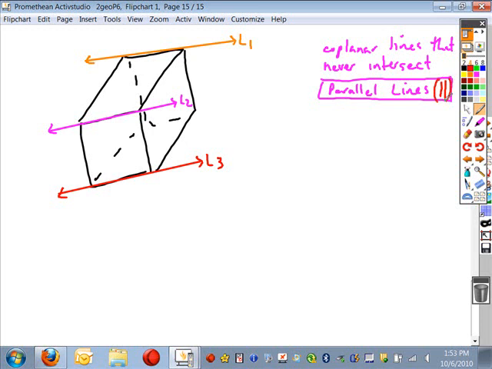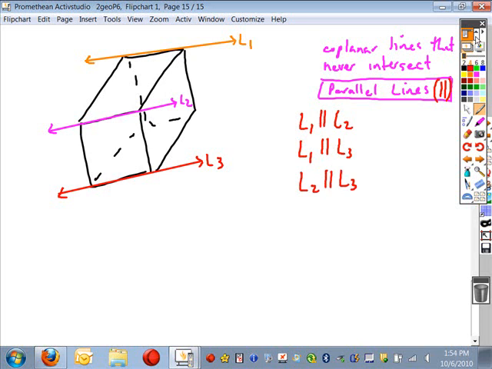So if we were labeling the relationships, lines 1 and 2 are parallel. Lines 1 and 3 are parallel. Now, what about lines 2 and 3? Are those parallel to each other? Yeah. Any two lines parallel to the same line will be parallel to each other. So lines 2 and 3 are also parallel to each other.